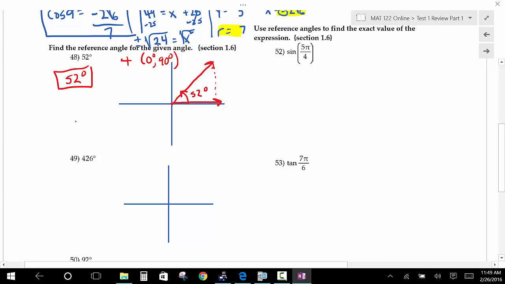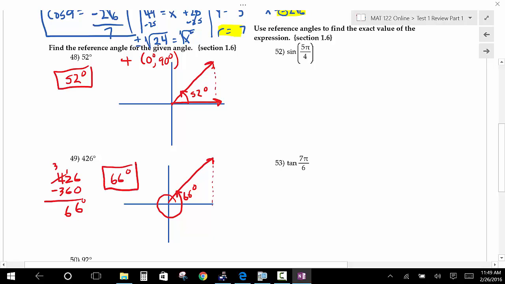Okay, the next one is bigger than 1 lap around the circle, so I'm going to do 426 minus 360. So that's 6, you've got to regroup. That is 66 degrees. What this means is you're going 1 lap around the circle, then 66 more. So again, with this problem, you draw from the tip of that radius, and the reference angle is 66 degrees. That would be the answer to the problem. Your answer is an acute angle.